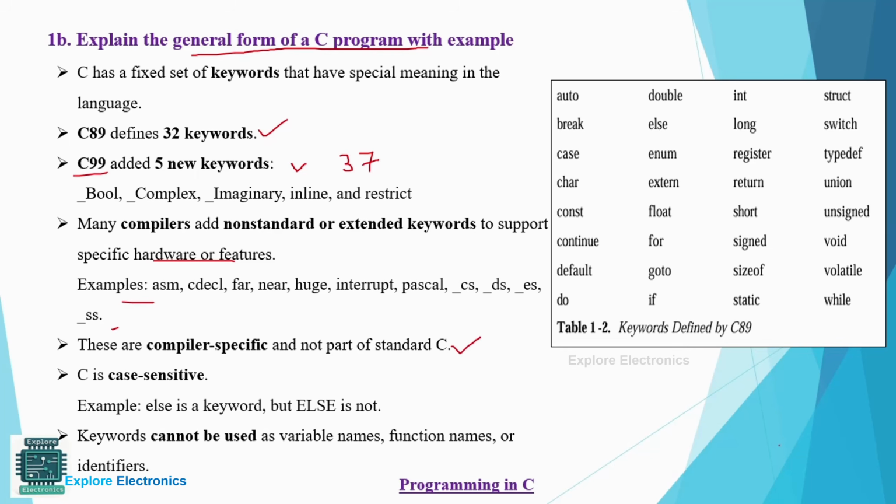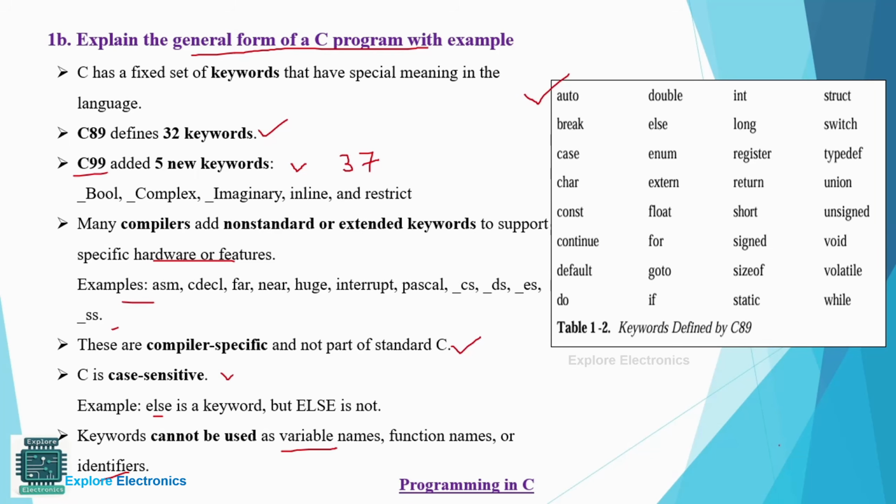Also, C is case sensitive, which means it identifies uppercase and lowercase, and even a small change in a letter it can identify. Okay, that's why it is called case sensitive. And keywords cannot be used as variable names, function names, or identifiers. See, these are the keywords.